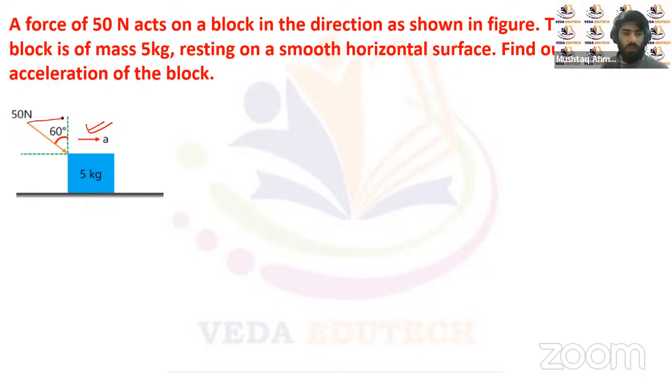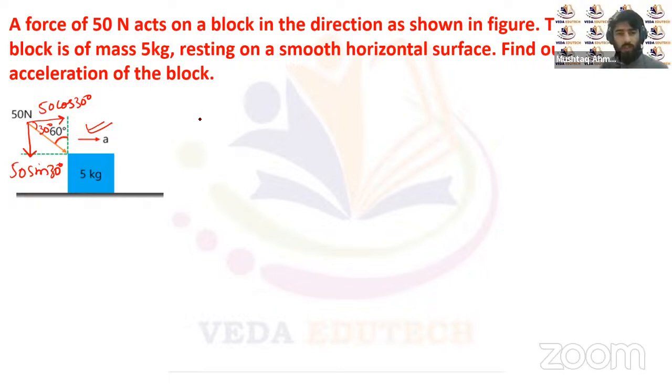We can just resolve this force into two components, right? If this is 60 degree, then this has to be 30 degree, right? And this component will be 50 cos 30 degree, and this component here will be 50 sine 30 degree. So the only force responsible for the horizontal motion will be the horizontal component of the force. So the acceleration along the horizontal direction will be produced by the horizontal component of this 50 Newton.